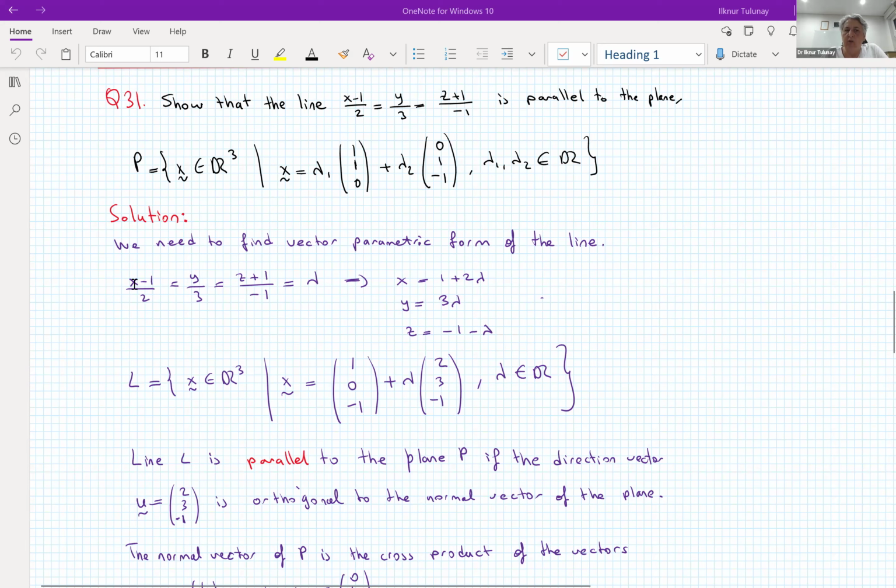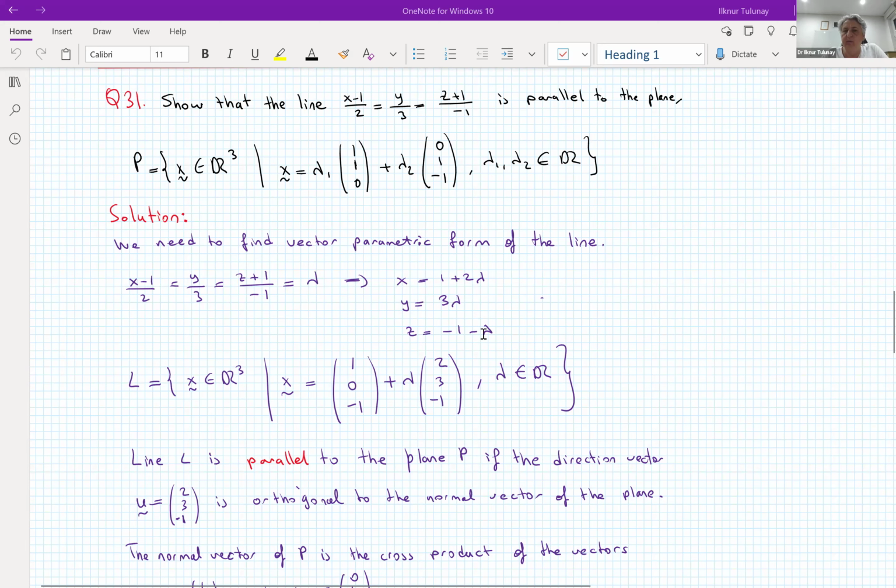From this equation, we have (x minus 1) over 2 is equal to lambda, which gives us x equal to 1 plus 2 lambda. Y over 3 equals lambda gives us y equals 3 lambda. And the last equality gives us z is equal to minus 1 minus lambda.